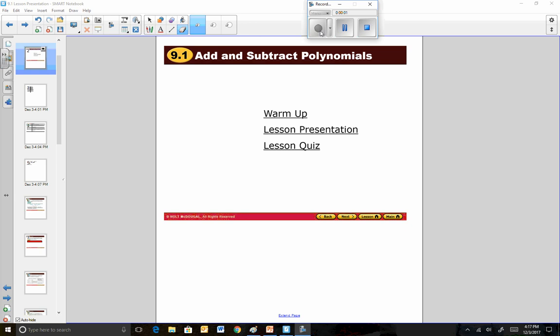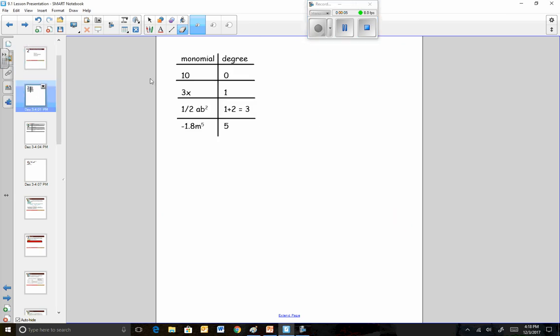Hi everyone. Today we're looking at adding and subtracting monomials. Let's take a look. First of all, we have to identify what is a monomial. You will see that right here we have the number 10. 10 is considered a monomial.